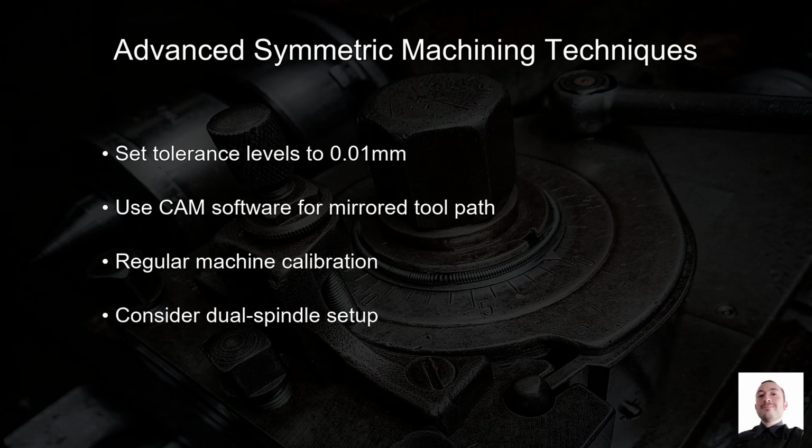Additionally, don't forget to calibrate your machine regularly. A miscalibration can lead to discrepancies in your mirrored parts. And here's a pro tip: use a dual spindle setup if your machine supports it. This allows simultaneous machining of both mirrored parts, reducing production time and increasing consistency.